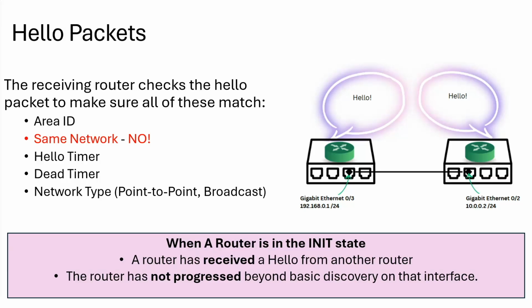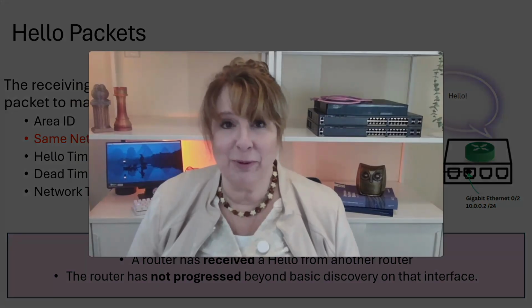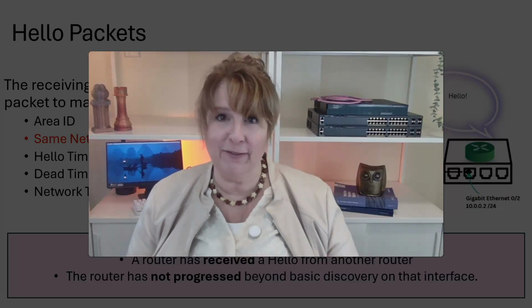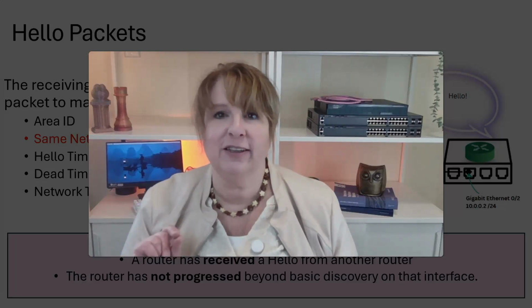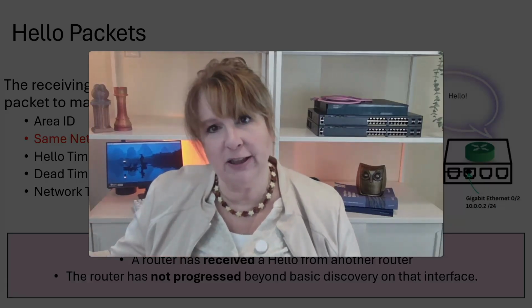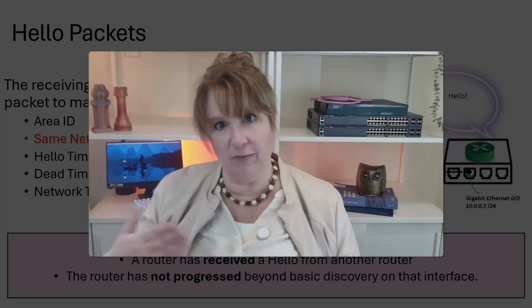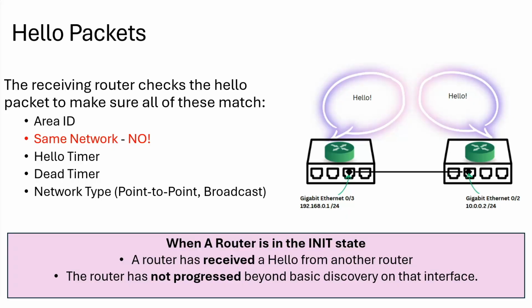Because no neighbor relationship exists, these routers here that are in different networks remain in what is called the INIT state. Importantly, all OSPF neighbor relationships start in the INIT state. Even when every parameter matches, routers must pass through the init state before moving forward. Think of init as the word initial. It's the starting point that must occur before OSPF can begin forming neighbor relationships.